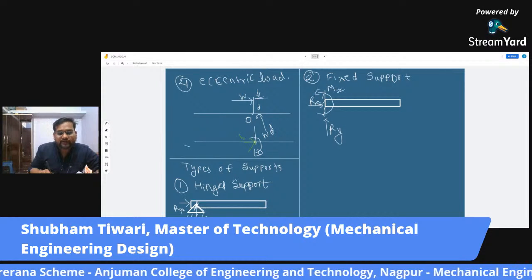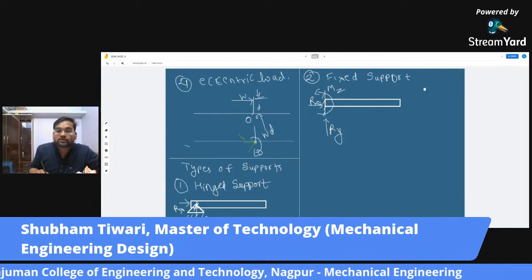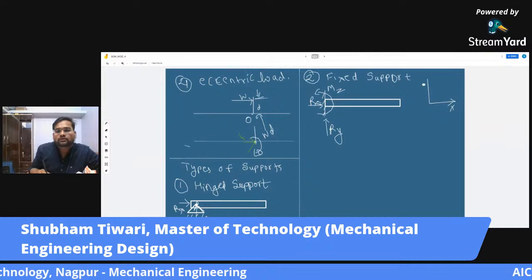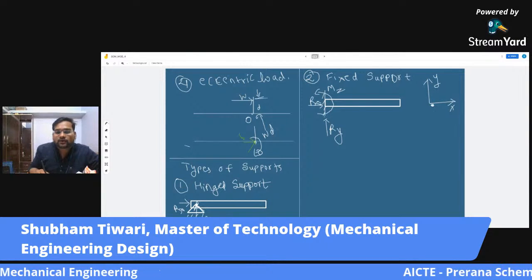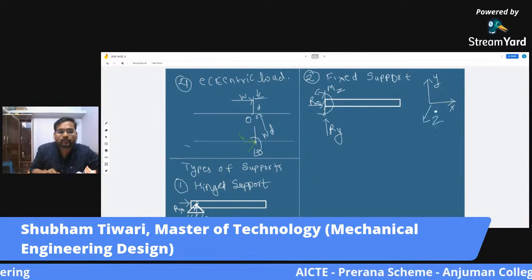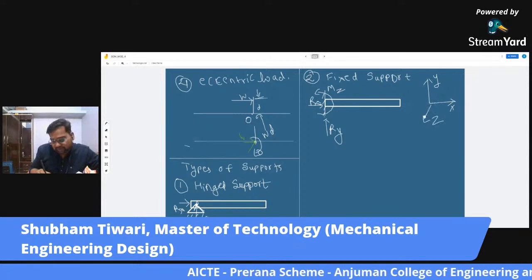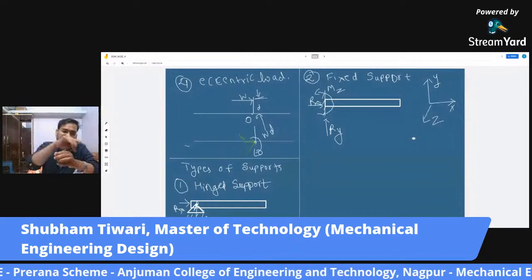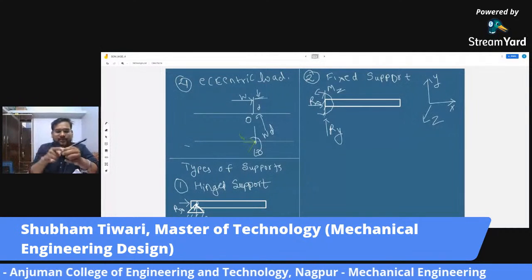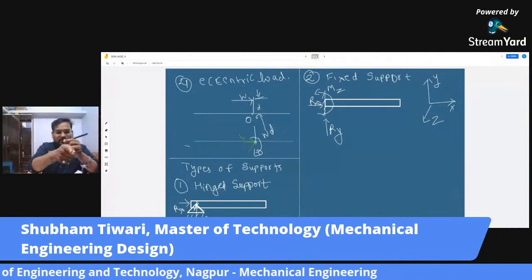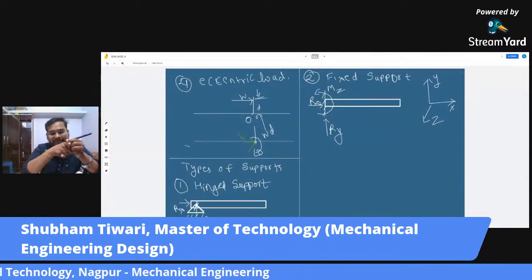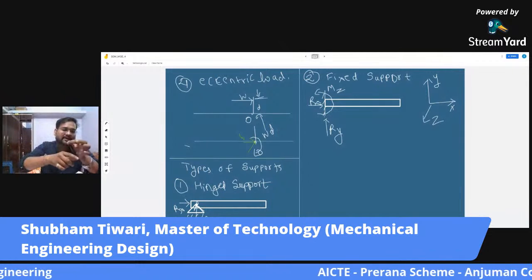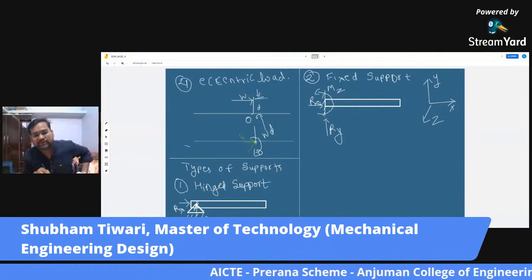So Mz, why am I writing Mz? Because this is x axis, this is y axis, and this is z axis. The beam will rotate about the z axis. See, this is x, this is y, and the axis perpendicular to your screens is the z axis. Now it is rotating about that z axis. That is why I am writing Mz.